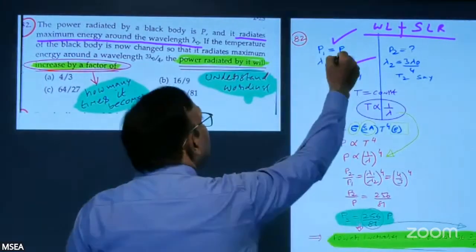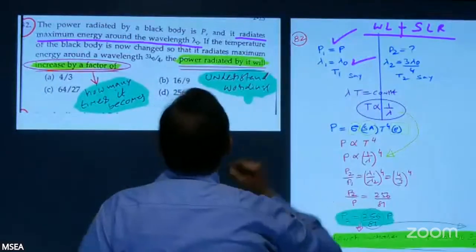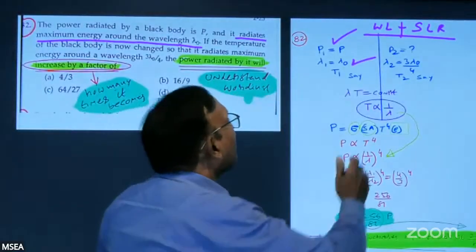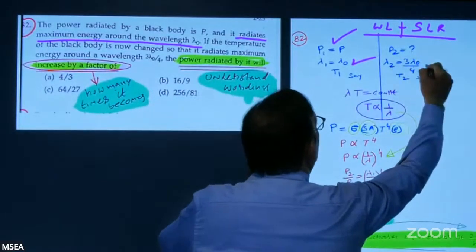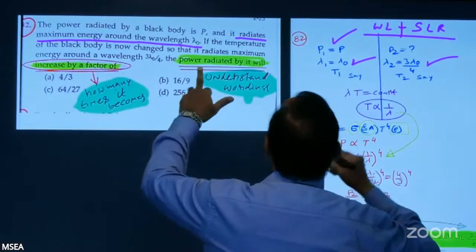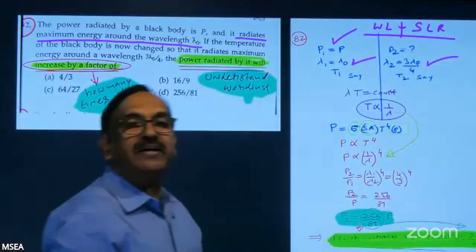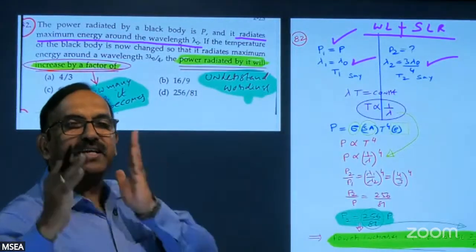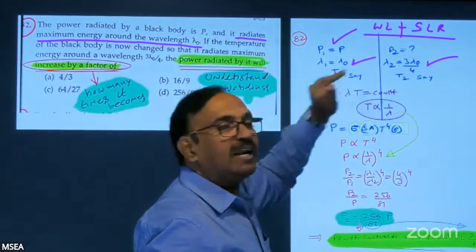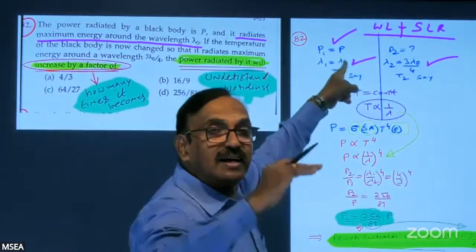So, power radiated is P and lambda m1 is given. Now its temperature is changed so that the maximum spectral radiancy corresponds to a new wavelength, lambda 2. Then you want to know, when lambda changes like this, what the new power will be. The wavelength corresponding to maximum spectral radiancy changed from lambda naught to 3 lambda naught by 4. Then how does the radiant power change?